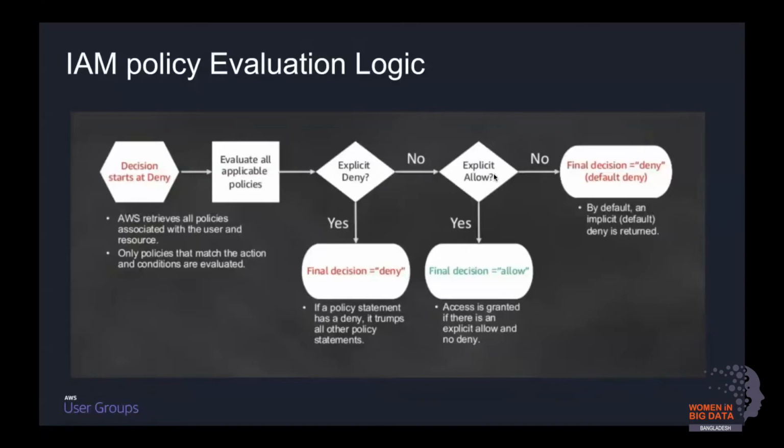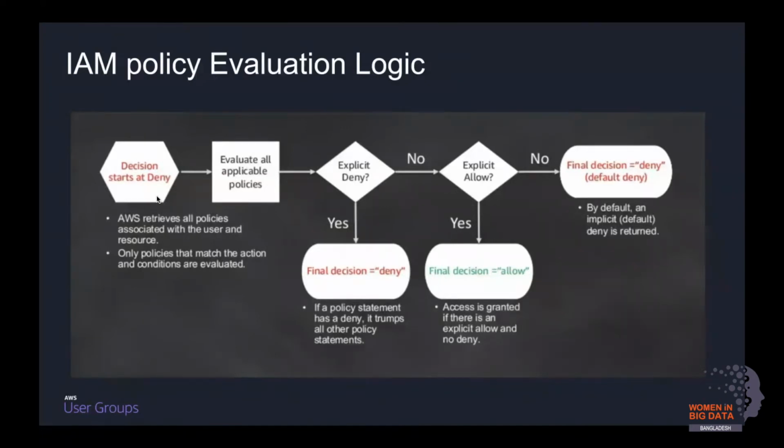If it is not allow, then the final thing is default deny. So technically, first, if you don't add anything, it's going to be deny. If you add anything, then there are two states: explicit deny and explicit allow. If it is deny, it's simply going to say deny. If it is allow, it's going to allow the user. So that's how an IAM policy works.